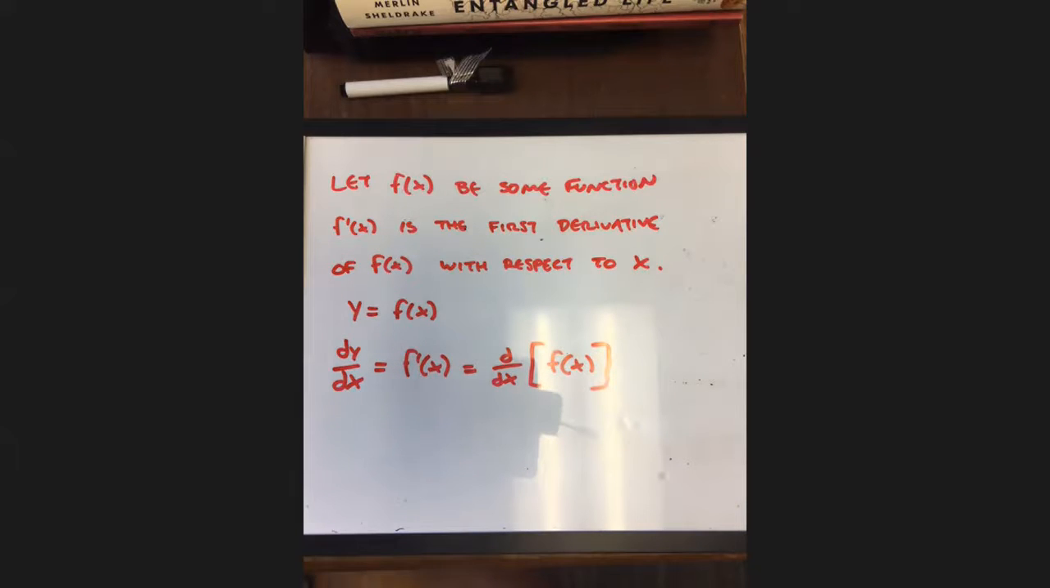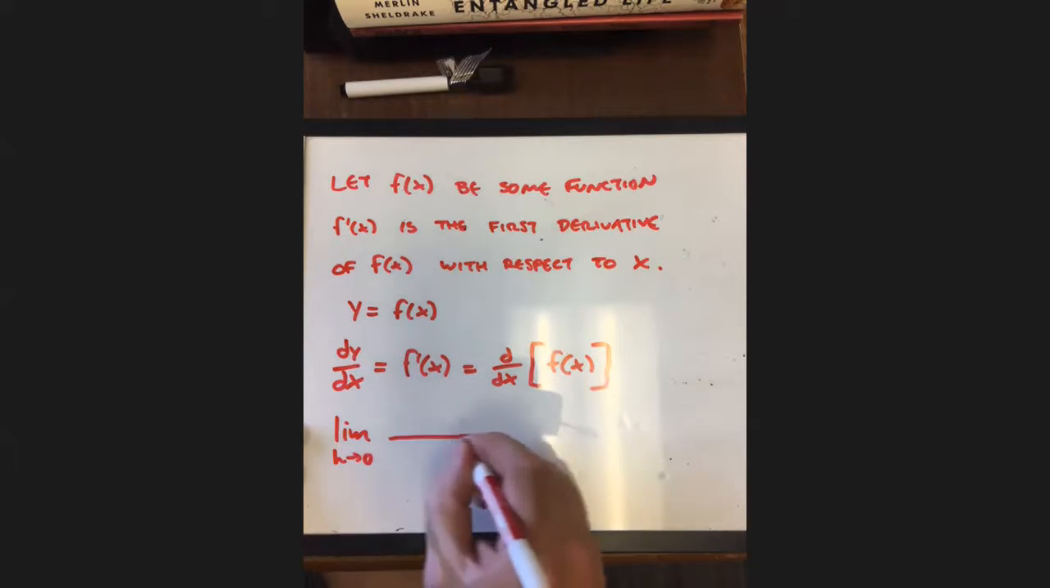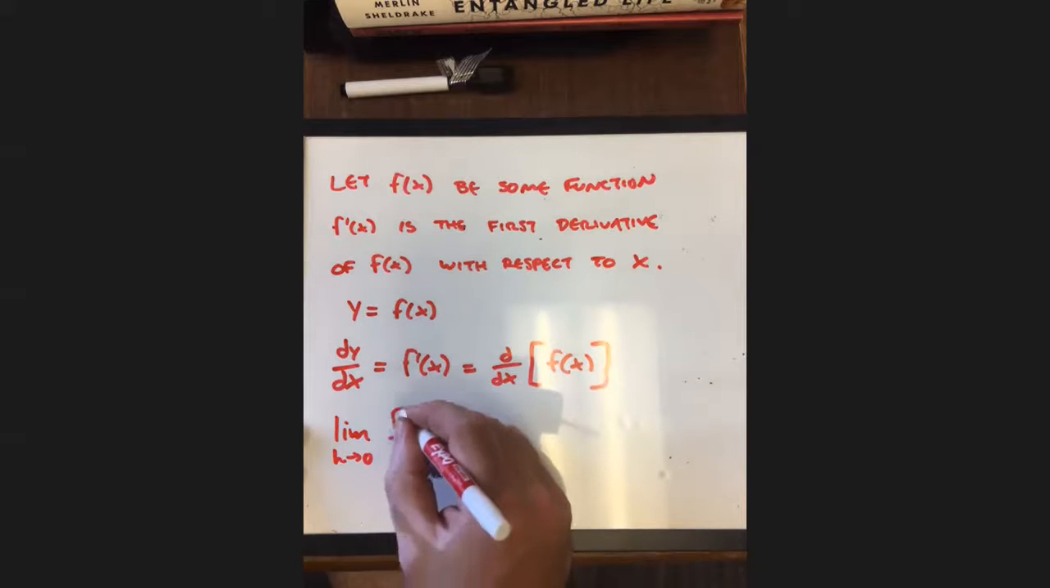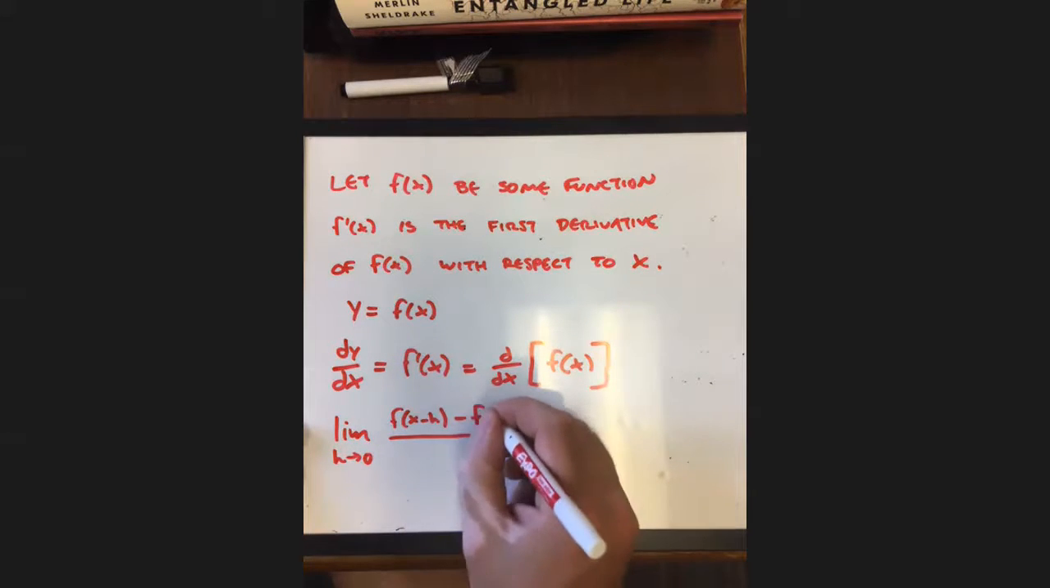On the quiz this weekend, you're going to be asked to do maybe one problem where you go through the process of evaluating this limit, but it's not a major emphasis as we move forward in the course. So here's the limit definition. The limit as h approaches 0 of this difference quotient. And the difference quotient is really just a slope calculation between 2 points.